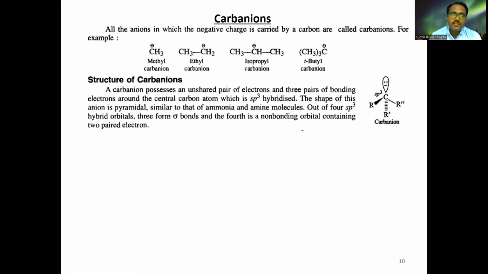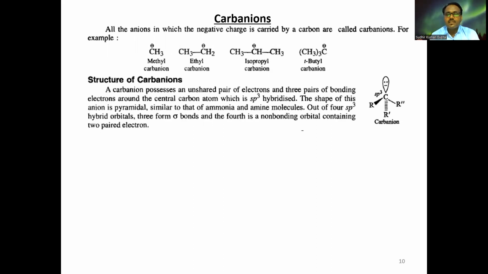So we can see, we can get a methyl carbanion, then ethyl carbanion, then isopropyl carbanion, tertiary butyl carbanion. Now, in case of carbanion, the shared pair of electrons is retained by the carbon atom. So for that reason, there is no appearance of a vacant p orbital. sp3 hybrid, four sp3 hybrid orbitals are there. Initially, four single bonds are formed by this carbon atom.